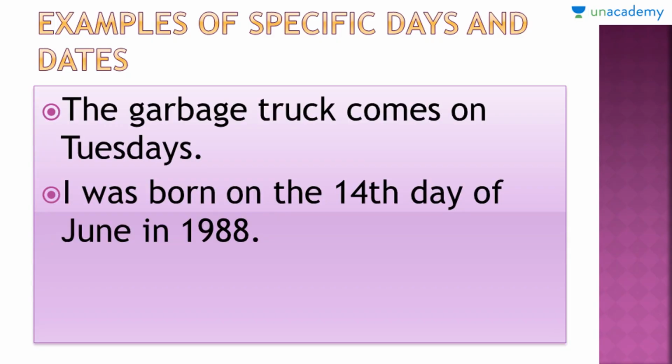Examples of specific days and dates. The first example: the garbage truck comes on Tuesdays. This day, Tuesday, is denoted by using the word on. Another example: I was born on 14th of June in 1988. So again, this 14th day is preceded by the word on. Whenever we talk about days or dates, we prefer to use on before it.